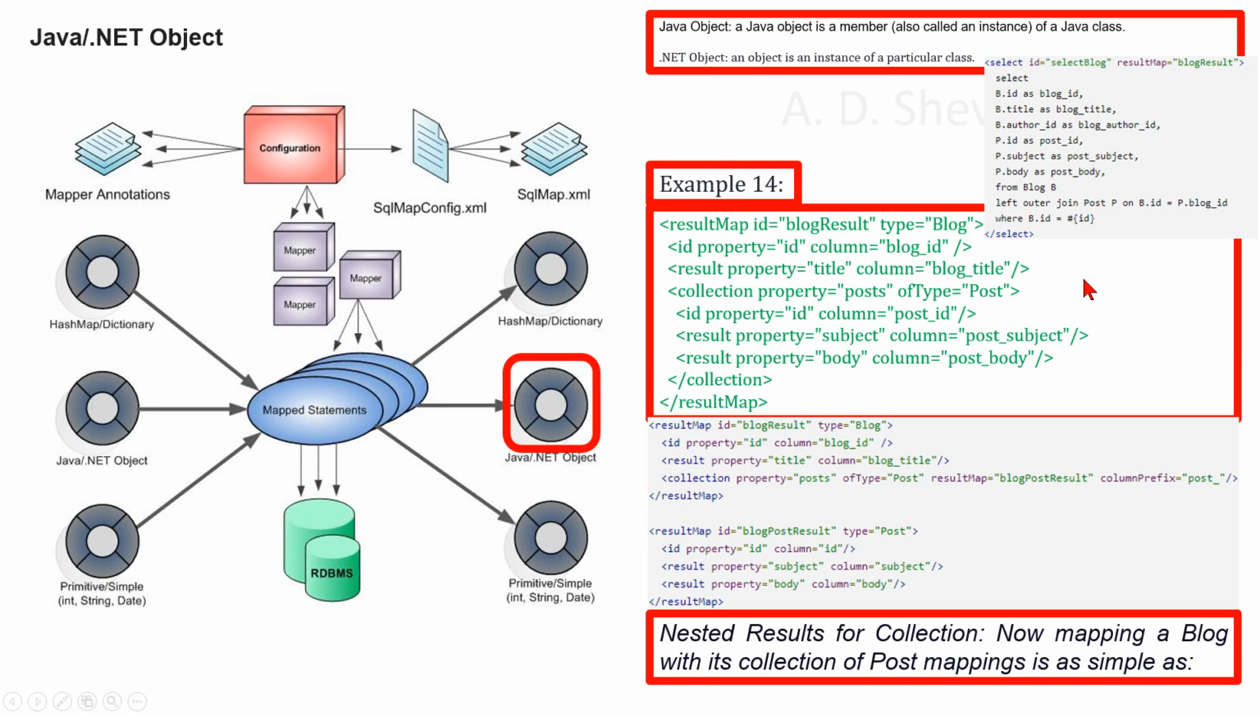First let's look at the SQL. Again we have joined the blog and post tables and have taken care to ensure quality result column labels for simple mappings. Now mapping a blog with its collection of post mappings is as simple as here.